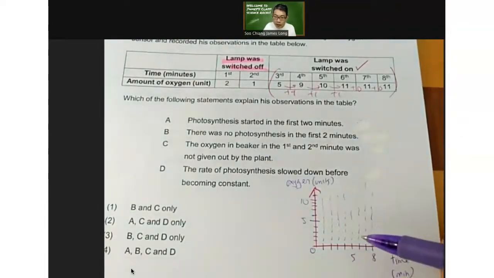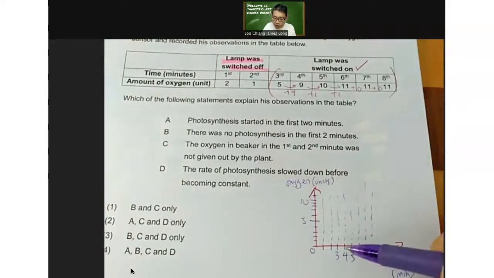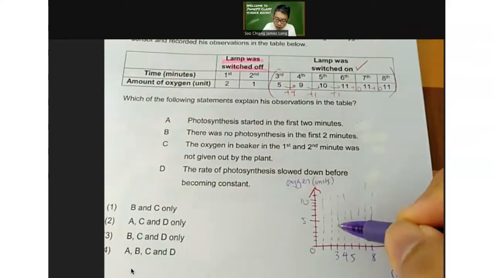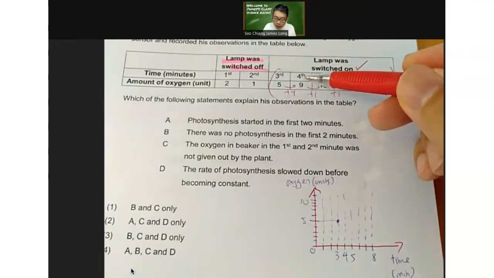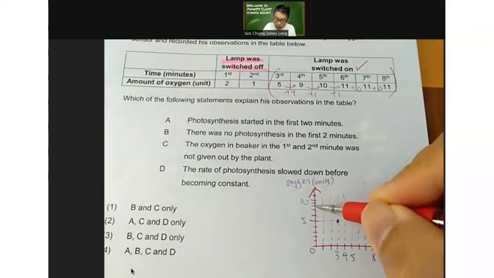So let's see, we need the third, fourth. So 1, 2, 3, and 4. At the third minute, it was at 5 units. So third unit here, right? This is the one. Then at the fourth minute, it was at 9. 6, 7, 8, 9.